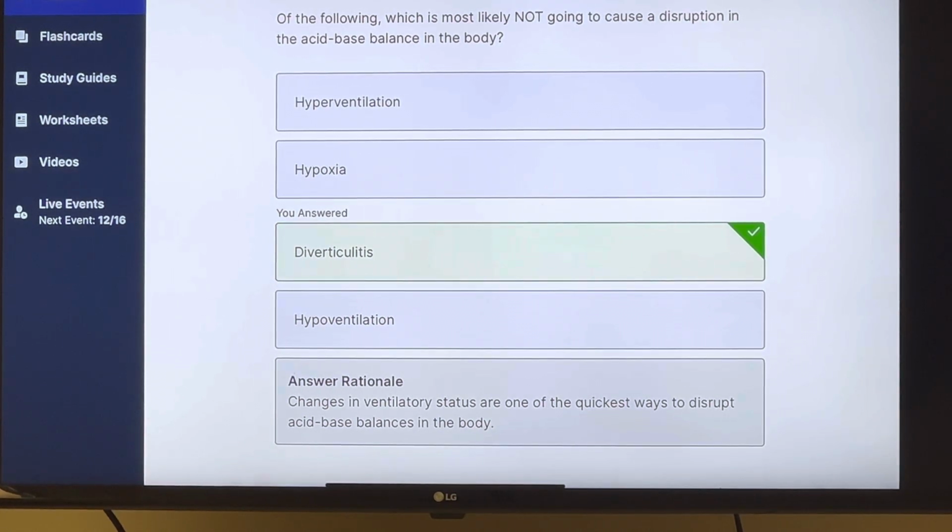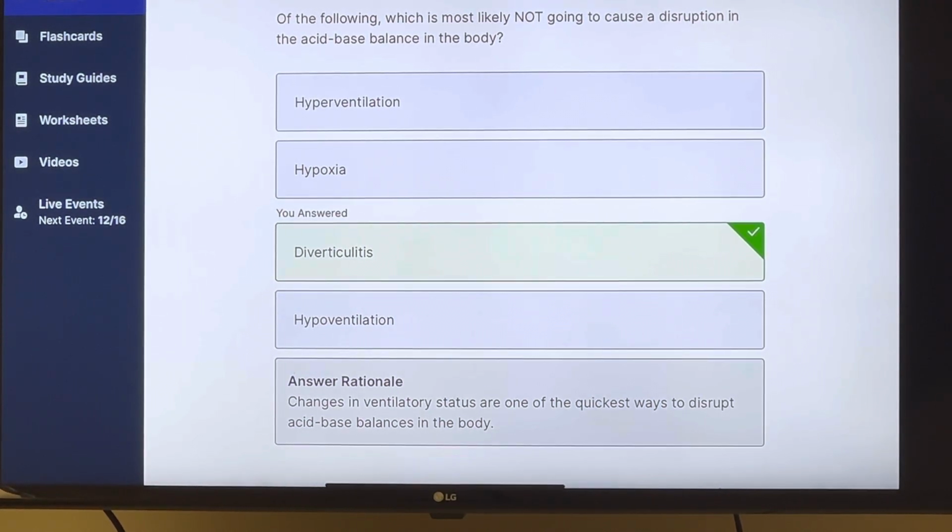Somebody who's shallow breathing, are they alkalosis or acidosis? They will be alkalosis, right? Acidosis. They're barely breathing, acidosis. And let's go to the last one, hypoventilation.